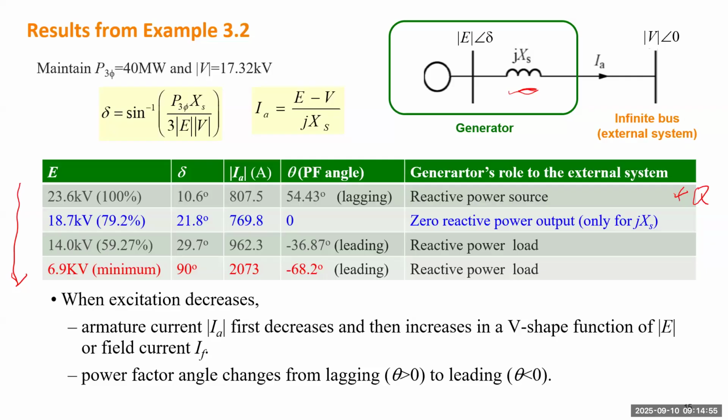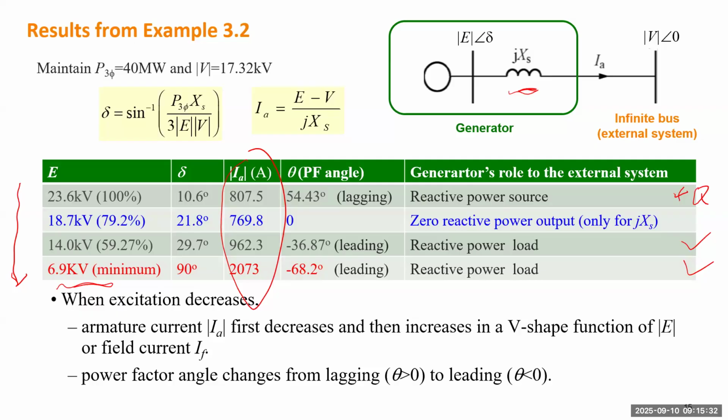And if you further decrease the excitation voltage, eventually the infinity bus will have voltage higher than the generator. So the reactive power will change direction. The infinity bus will provide reactive power to the generator, so the generator will behave as a reactive load. So the excitation voltage keeps decreasing from the initial value to the minimal value, which is the stability limit. But the current first decreases, then increases.